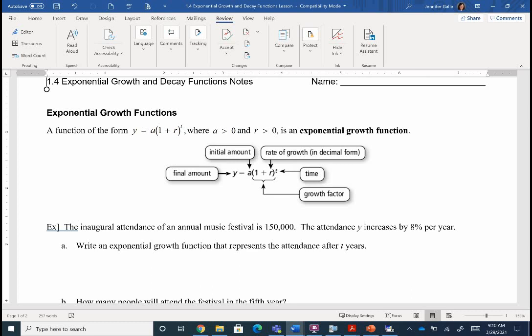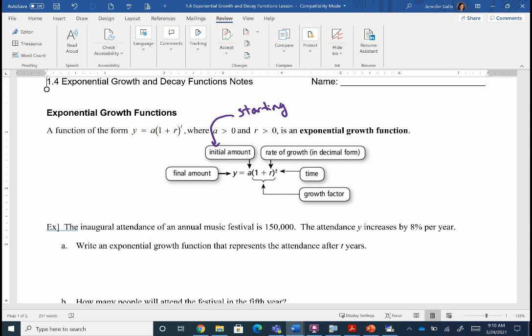And then on your sheet is already listed what each part of that function represents. So the y is going to be our final amount. The a is our initial amount, or if you guys want to, you can relabel that as your starting amount if you want. If you don't like the word initial, if starting or beginning makes more sense to you. If you're good with initial, that's fine.